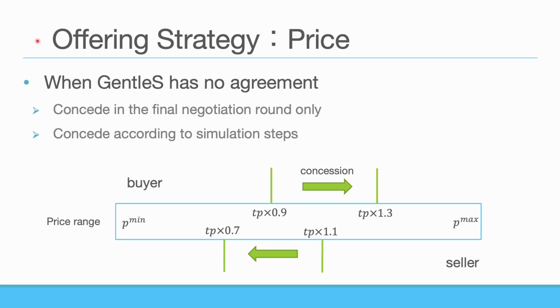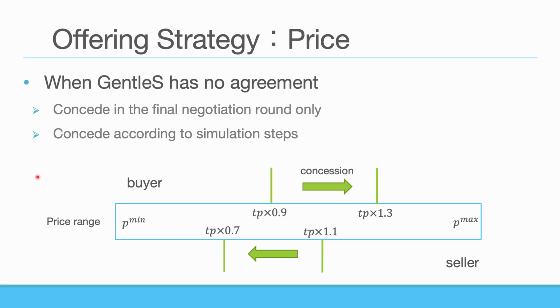To start with, explaining about offering strategy. This slide shows the offer price when GentleS has no agreement. GentleS concedes in the final negotiation round only. In addition, the price conceded in the final round becomes more conceded according to simulation steps.